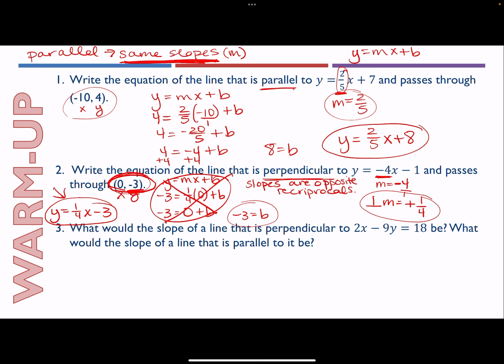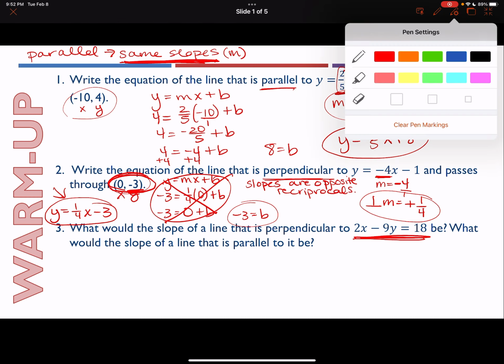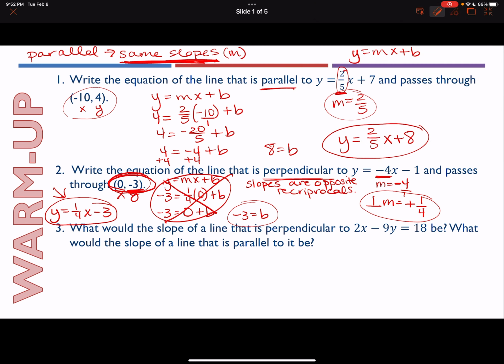All right, number 3. What would the slope of a line that's perpendicular to this equation be? And then what would the slope of a line that's parallel to it be? So first of all, we need the slope of the line. If I look at this equation that I gave you, that's not in y equals mx plus b. I'm going to need to solve this for y to get the slope. So I'm going to take this equation and solve for y. So negative 2x on both sides. I want to get rid of that 2x.